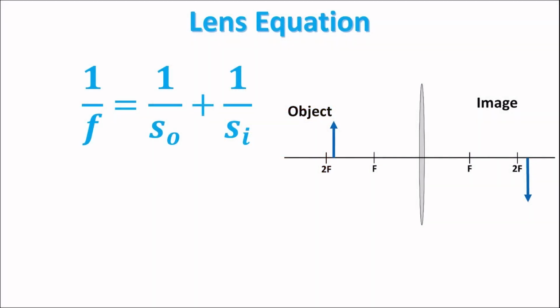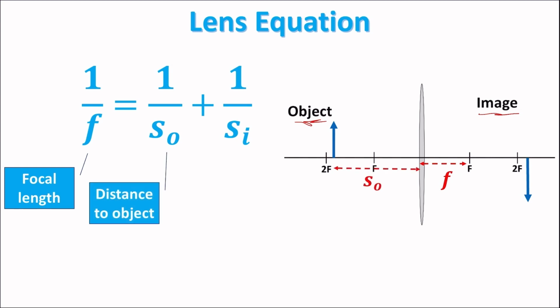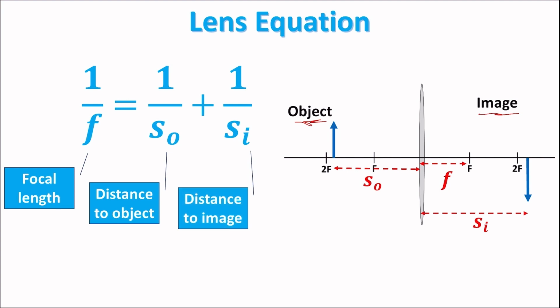The equation for a thin lens is pretty much identical to the mirror equation. It relates the distance of an object to the lens to the distance of its corresponding image to the lens. And the equation is 1 over f, where f is the focal length, equals 1 over SO, where SO is the distance between the lens and object, plus 1 over SI, where SI is the distance from the image to the lens.